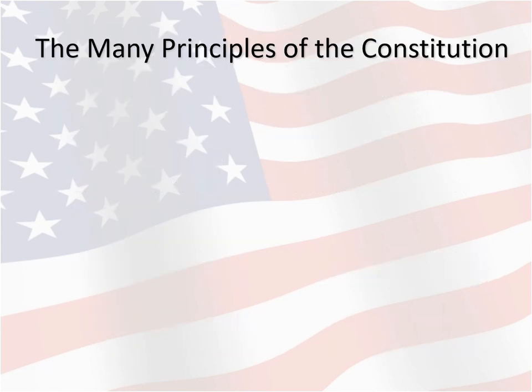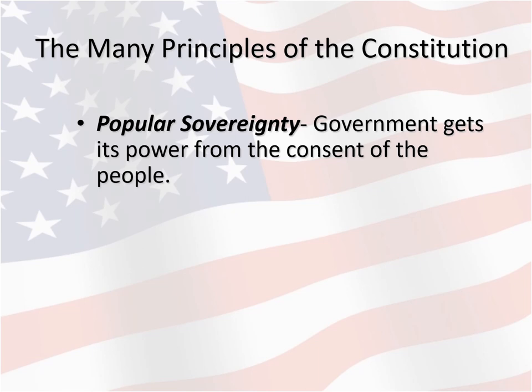Okay, let's pick up with our note-taking guide on number 13, Principles of the Constitution. So we've got a lot of major ideas or, for lack of a better word, principles that come our way from the Constitution, and popular sovereignty is one of those. And that's just the idea that the government gets its power from the consent of the people.